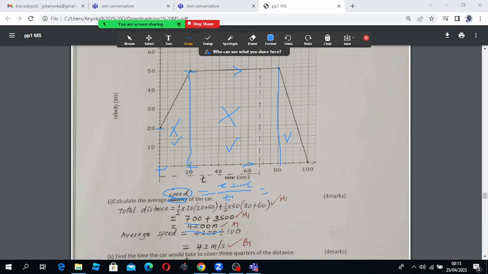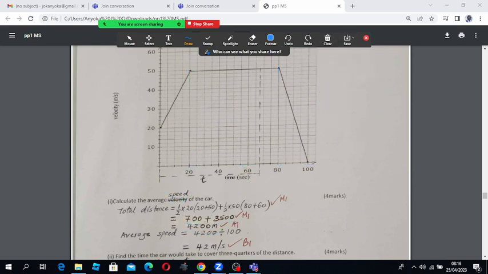Still, you can approach this by saying it is 60 times 50, which is 3000, plus a half times 20 times 50, which gives us 500. 500 plus 3000 gives 3500. So long as you find the area under the curve, it gives you the total distance.